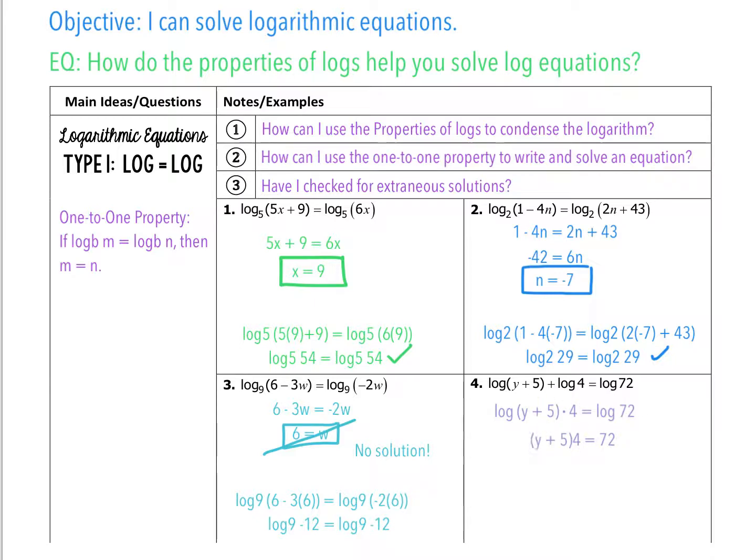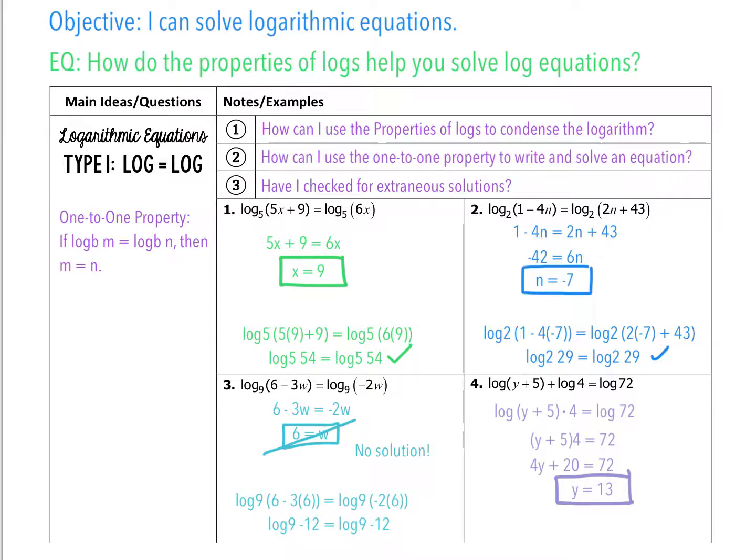And so to solve, I'm just going to distribute the 4. So 4y plus 20 equals 72, and then I'm going to finish solving it out. And when I finish solving that out, I end up with y equals 13. And I always need to go back and double check. When I look at this, the only place that there's a variable is right here. So 13 plus 5 is not a negative number, so I'm good. It's going to check out.